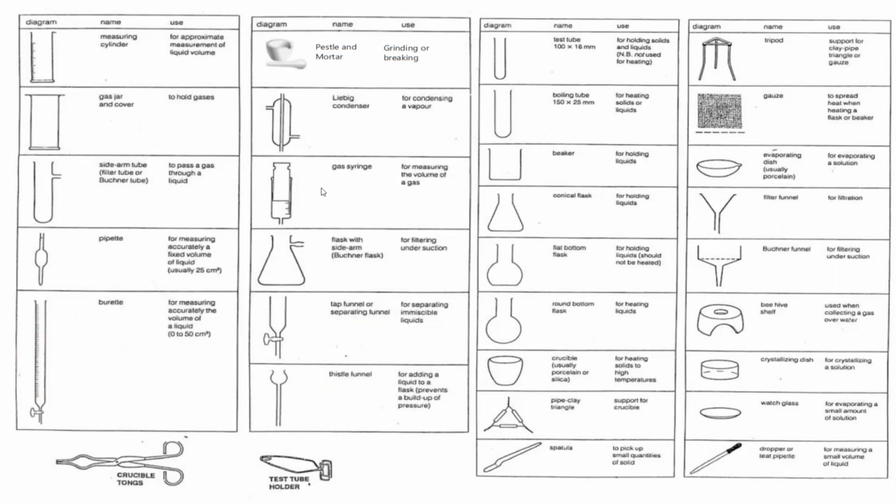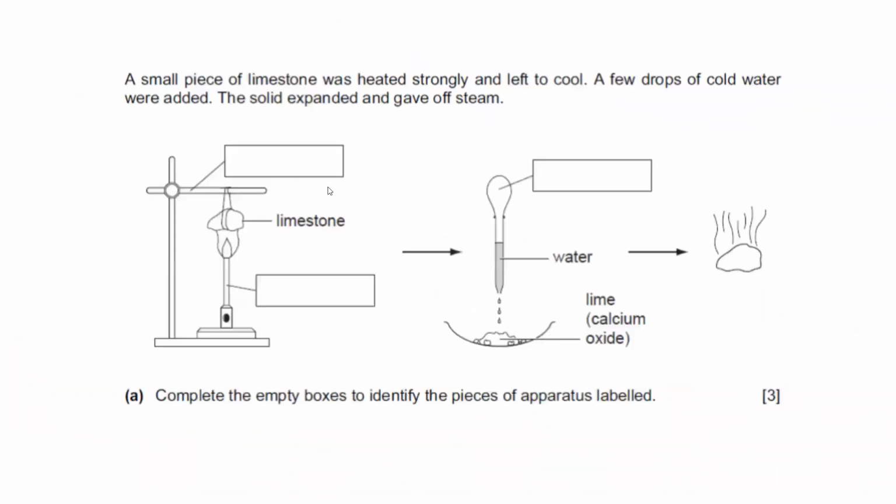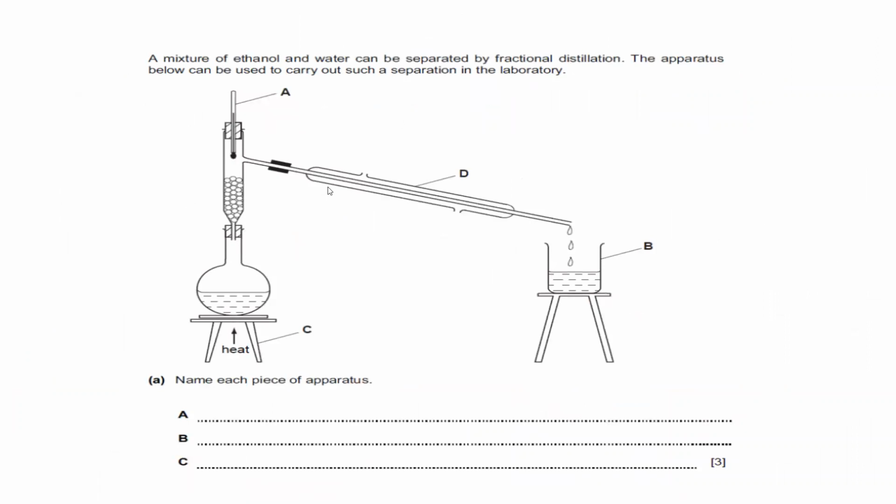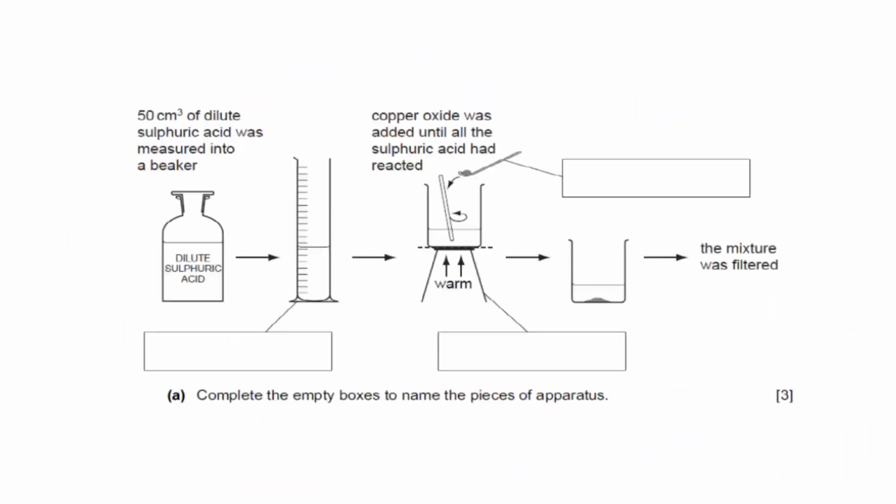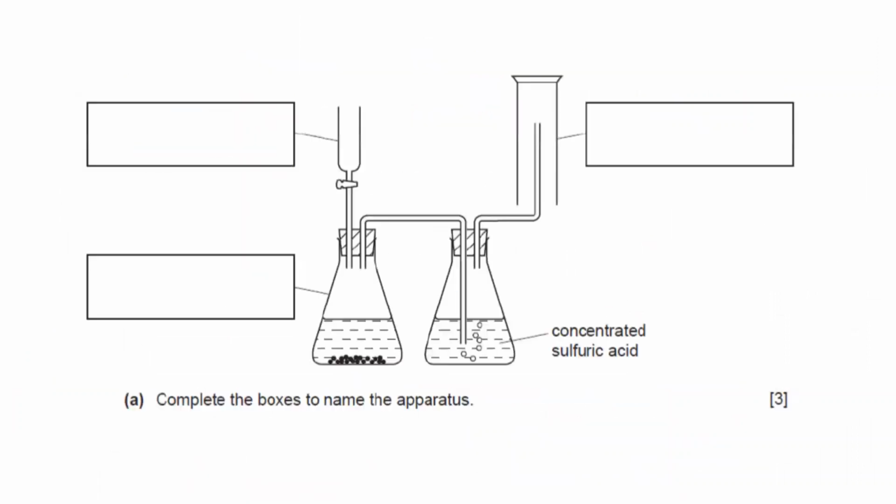It is just used to add liquid to the mixture so that it will not build up pressure. So what is this? Can you see any marking on this? There is no marking. What is this apparatus called? Then it will be a tap funnel. What about box 2?